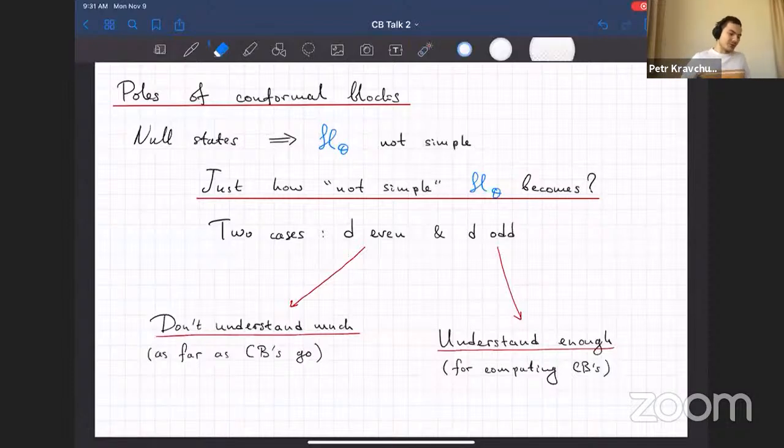Now, the claim is that for generic delta, for most values of the scaling dimension, this representation H0 will be irreducible. Only for special values of delta is it going to stop being irreducible. And the question is, what precisely happens? How precisely does it become reducible? It turns out that the picture is very different for even dimensions and for odd dimensions.